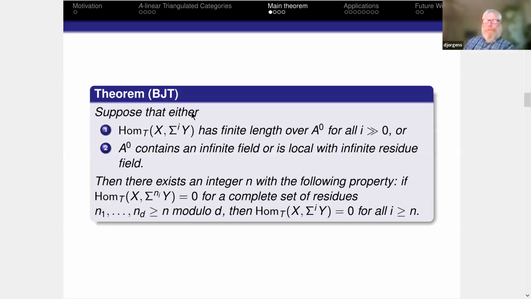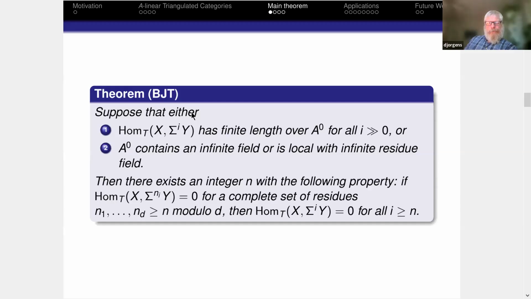Here's the theorem: asymptotic vanishing of cohomology in A-linear triangulated categories. That's the point. So this is a theorem of mine and Peder's.